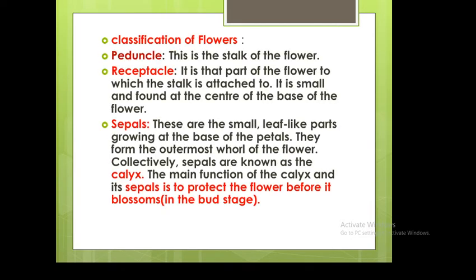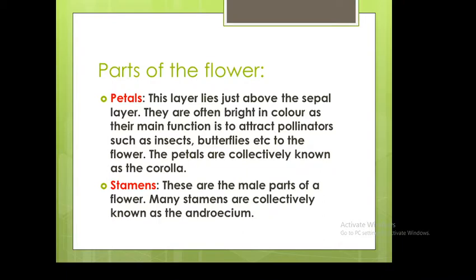Classification of flowers. Peduncle, it is the stalk of the flower. Receptacle, it's the part of the flower to which the stalk is attached. Then we have the sepals, which protect the flower in its bud, before it blossoms. Parts of the flower are petals. As we said, they are bright and colorful, okay, to attract insects and butterflies. Petals, collectively known as corolla.